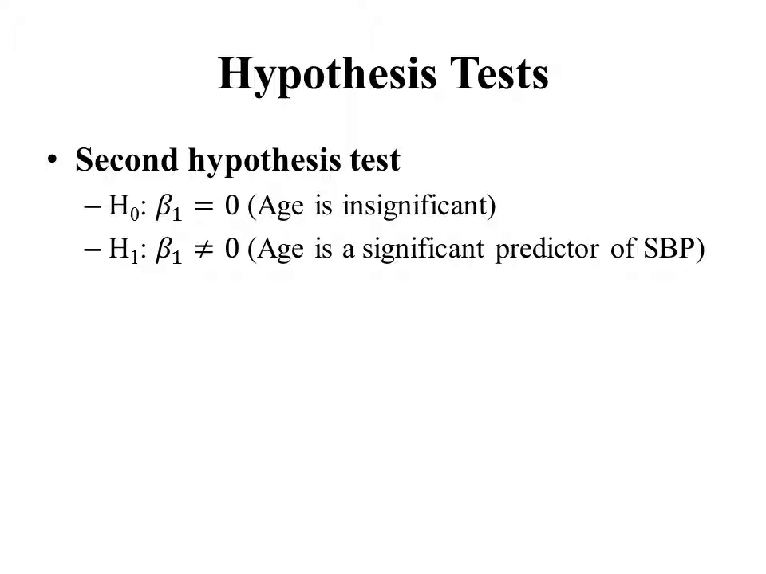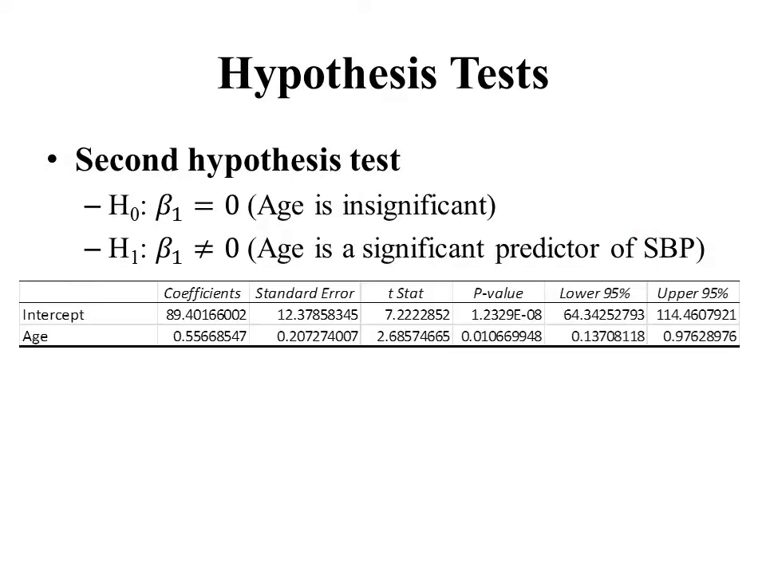Okay. Now our second hypothesis test deals with the slope. The slope in this case is probably more important than the intercept, and so the hypotheses here are that beta 1 is equal to 0 versus beta 1 is not equal to 0. In more informal terms, the null is that age is an insignificant predictor of systolic blood pressure. The alternative is that age is a significant predictor of systolic blood pressure.